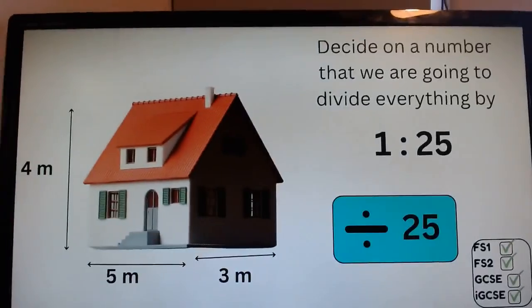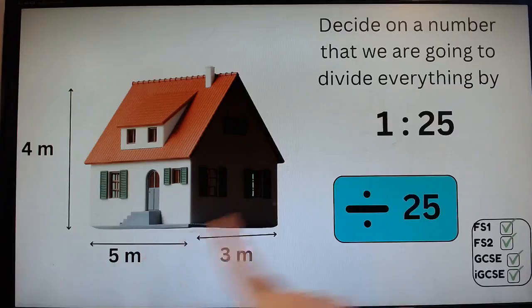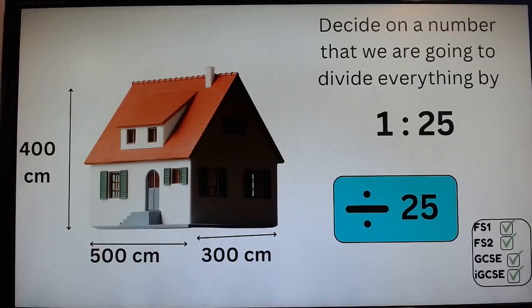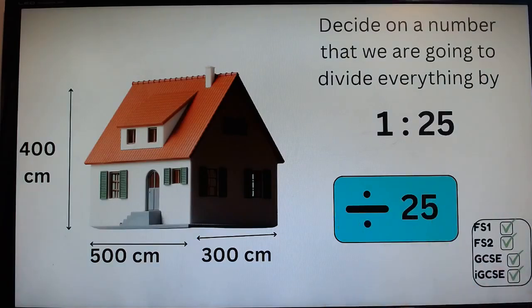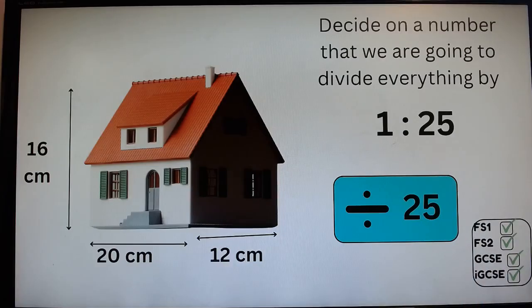Okay, so for these ones, because they're all in meters, these don't naturally divide by 25 very well. So the first thing I would do is convert these into centimeters. There are 100 centimeters in a meter, so 4 meters becomes 400 centimeters, 5 meters becomes 500 centimeters, and 3 meters becomes 300 centimeters. Now I can divide all of these by the same number, and that's key. If I don't divide everything by the same number, it's not to scale. So I have to make sure every single measurement is divided by the same thing. Divide them all by 25, and I can get how I would draw this to scale.